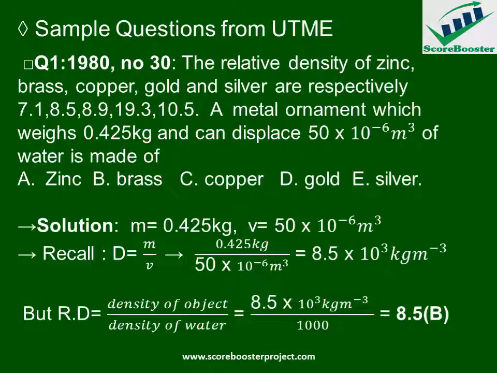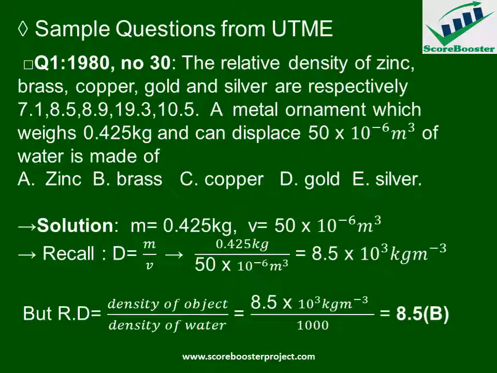Then when we substitute now, the density of the substance will be m, that is the mass, which is 0.425 kilogram, divided by the volume v, which is given to be 50 times 10 raised to power minus 6 meter cube, and that will give us 8.5 times 10 raised to power 3 kilogram per meter cube. That is the density of the substance.